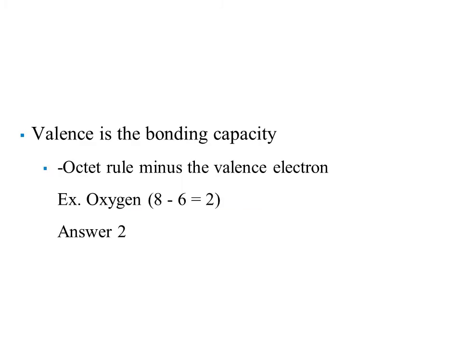The third term we will learn is valence. This is the bonding capacity for that element. So to figure this out, you have to use the octet rule. You take 8 and minus it by the valence electron. So for example, oxygen has an octet rule of 8, and it has 6 electrons in its outermost shell. So 8 minus 6 equals 2. So its bonding capacity is 2.